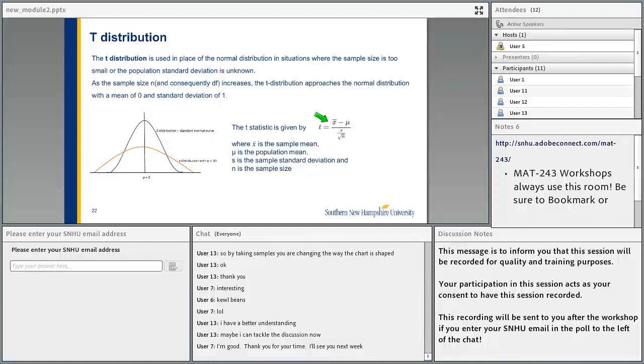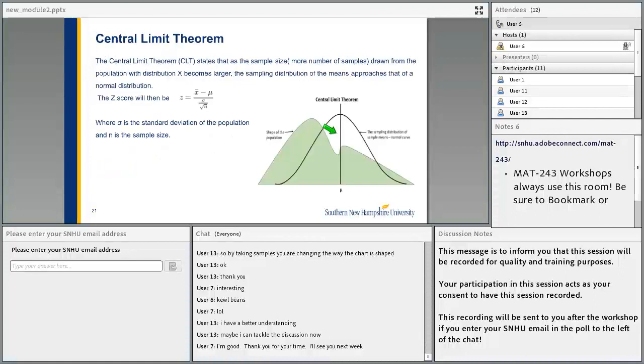The Python code will differ slightly, and also the t statistic will be different from the z statistic. For a t distribution, you will be talking about the sample standard deviation instead of the population standard deviation. So in your formula, instead of sigma, you will have S.